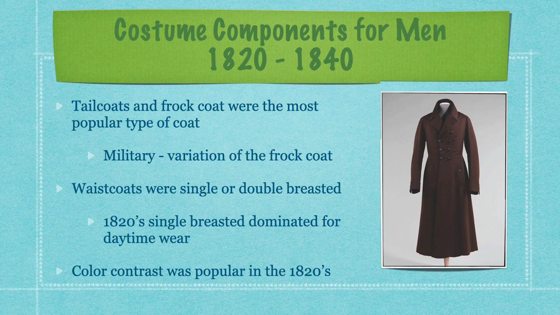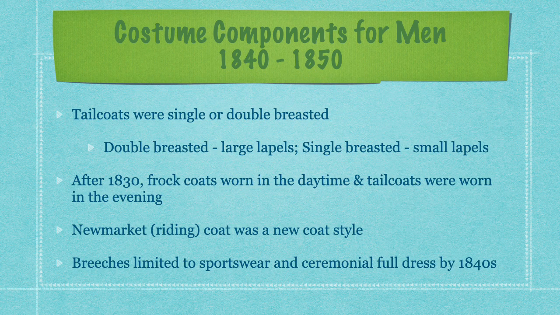In the 1820s, single breasted coats dominated for daytime wear. Garments were color contrasted. This was popular during the 1820s. So new coat styles included a riding or a Newmarket coat, which differed from the tailcoat in that the coat sloped gradually to the back from well above the waist, rather than having a squared open area in the front. Jacket styles were single-breasted with or without a seam at the waist. Jackets did have side pleats, but they did not have a back vent.